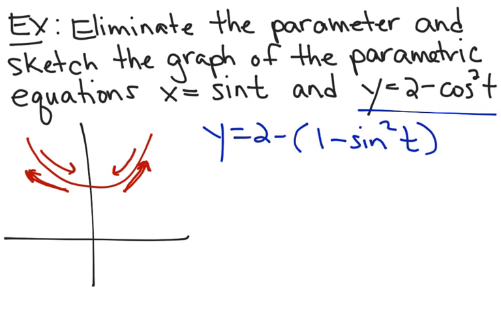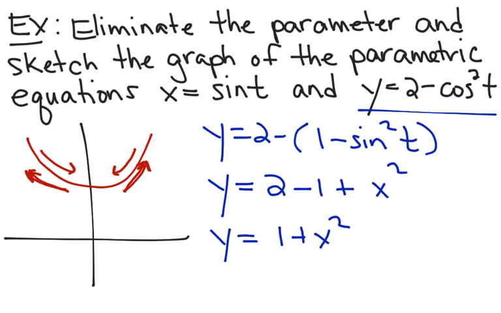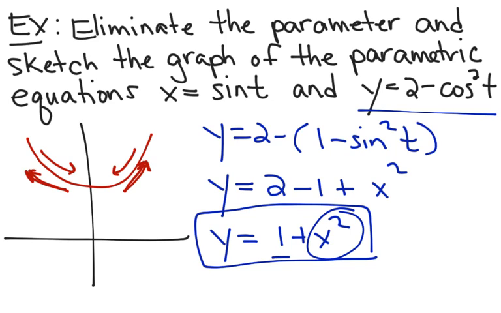And now I know that sine is x, so sine squared is x squared. And I'm going to do a little simplifying. So y is equal to 1 plus x squared is the equation that's being graphed. And that makes sense because the graph, when we put it in our calculator, is a parabola, because x squared is a parabola that's been shifted up 1 unit.